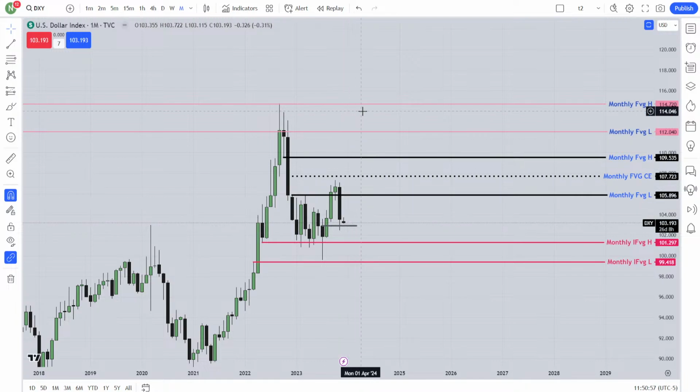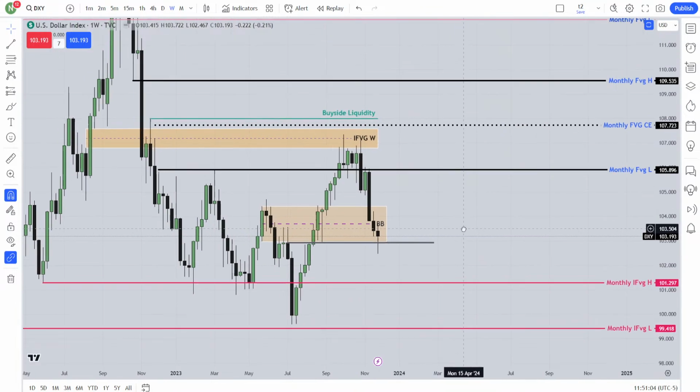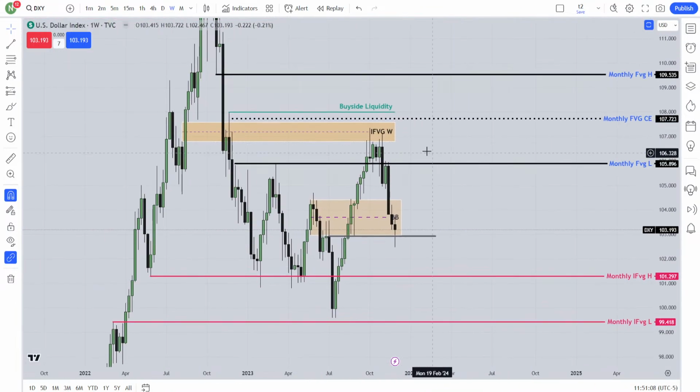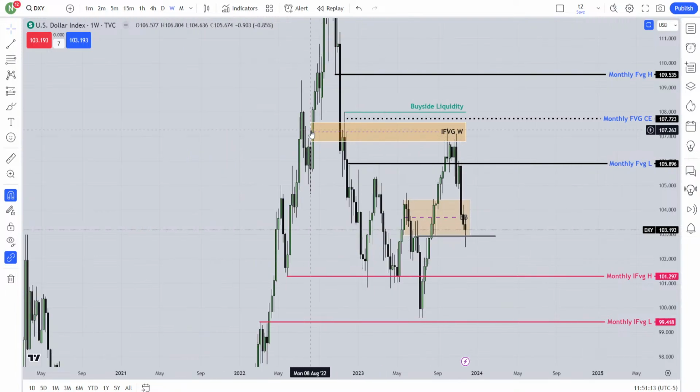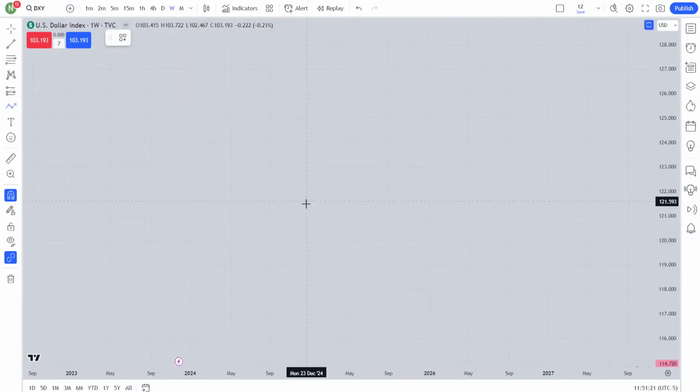That is my expectation. Now I will go to the weekly chart. That is my weekly chart. From the weekly chart I told you about this buy side liquidity. I was believing that this buy side liquidity will be taken. Now I marked it as my IFVG, my inversion fair value gap. Why have I done this? I would love to talk about the inversion fair value gap now.